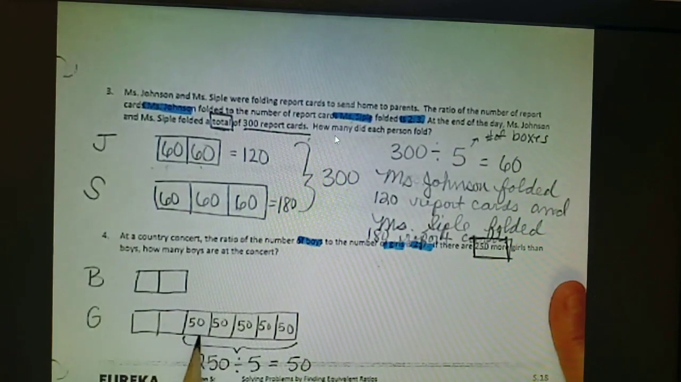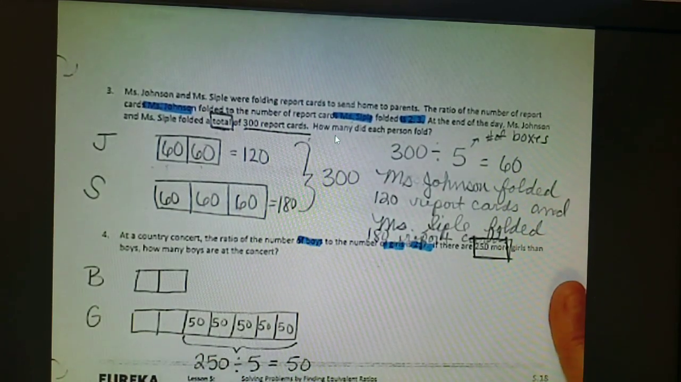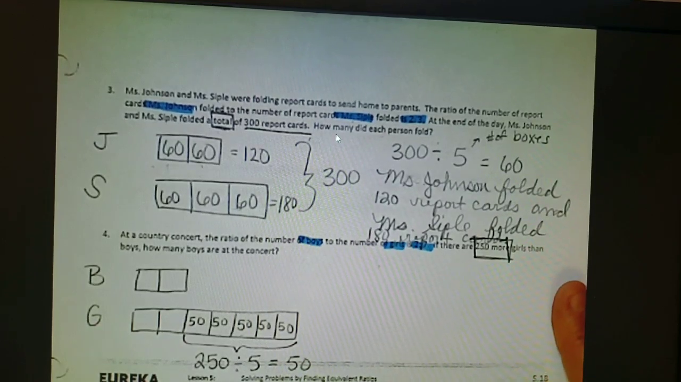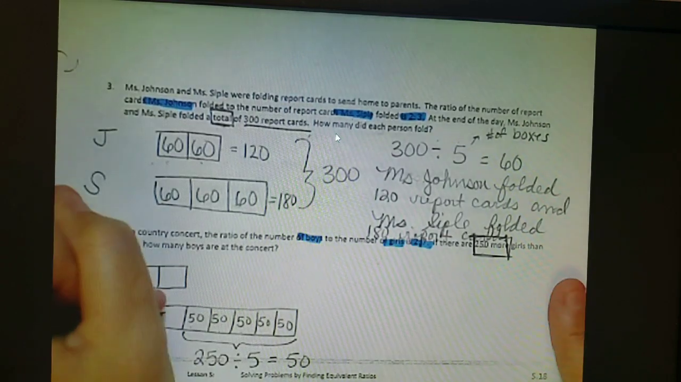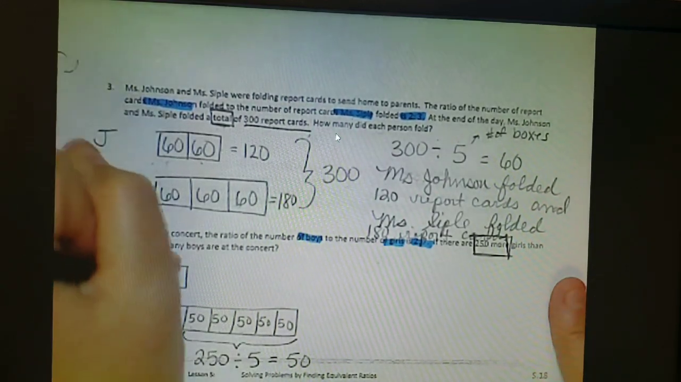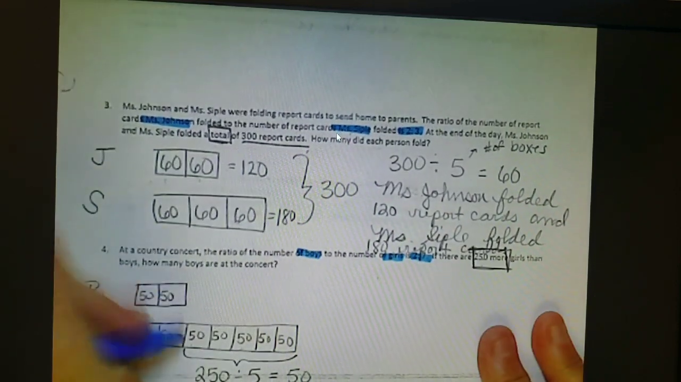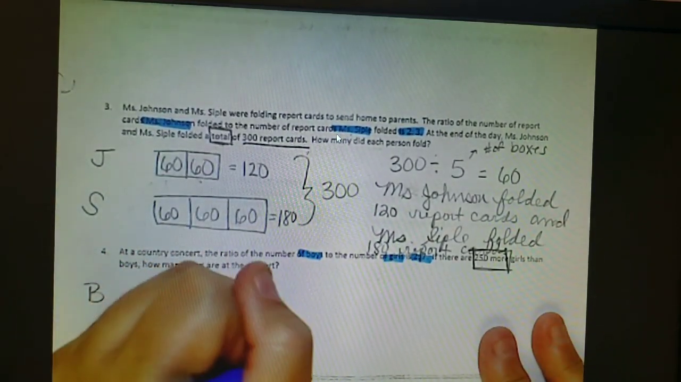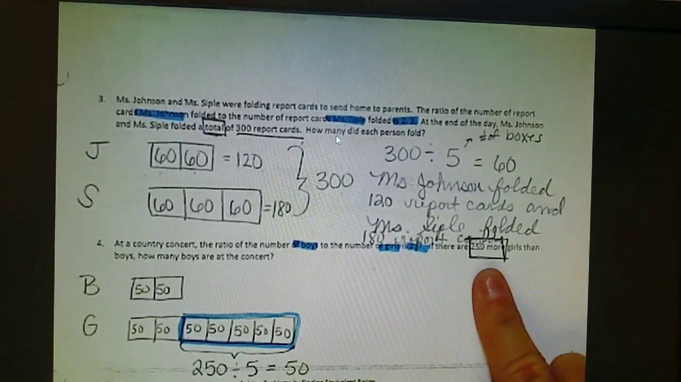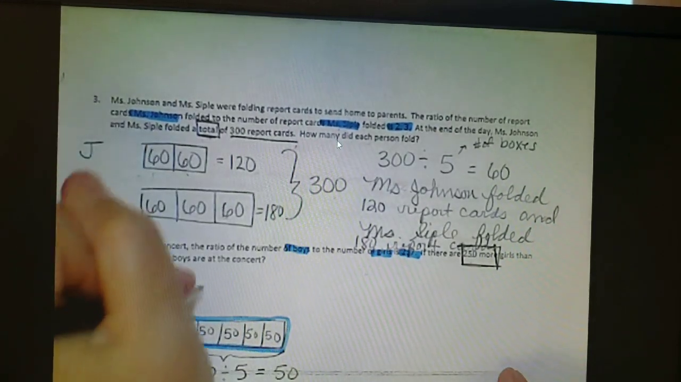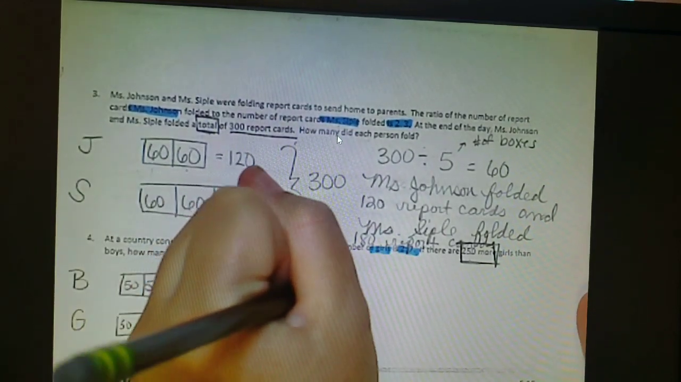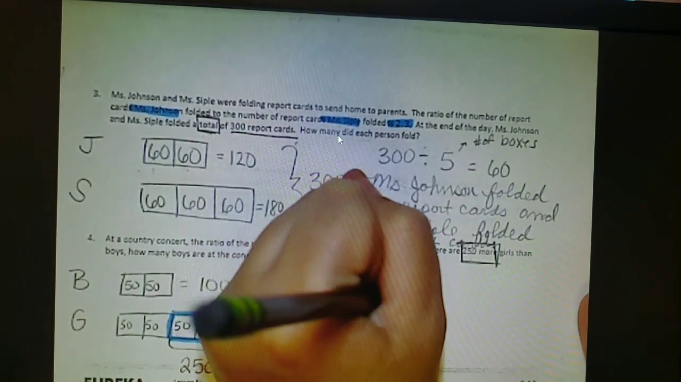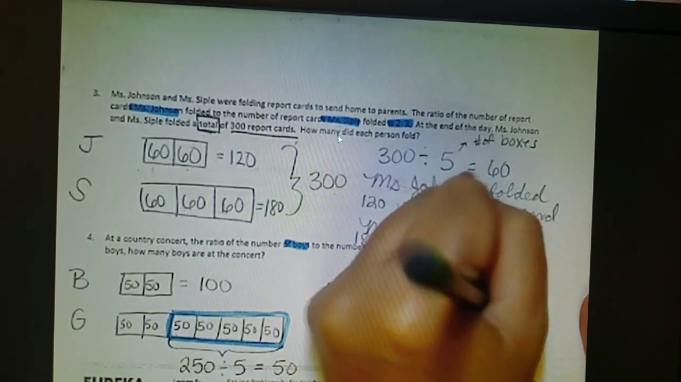And if we look, that equals 250. There's 250 more girls than there are boys. If these boxes are 50, all the rest of these are 50. I'm going to highlight just so you can see it again. These were the more boxes, so there were 250 more. All right, so it wants to know how many boys. We have a total of 100 boys. So 100 boys were at the concert.